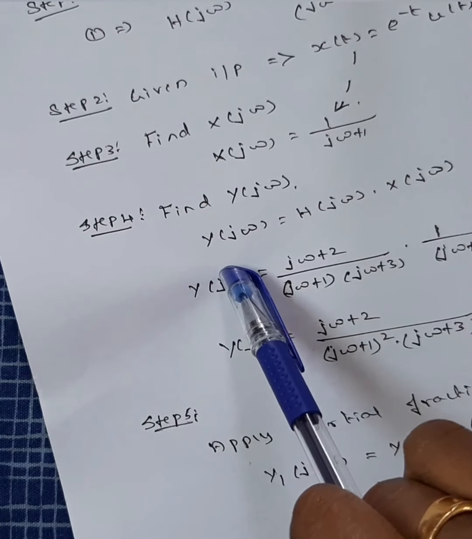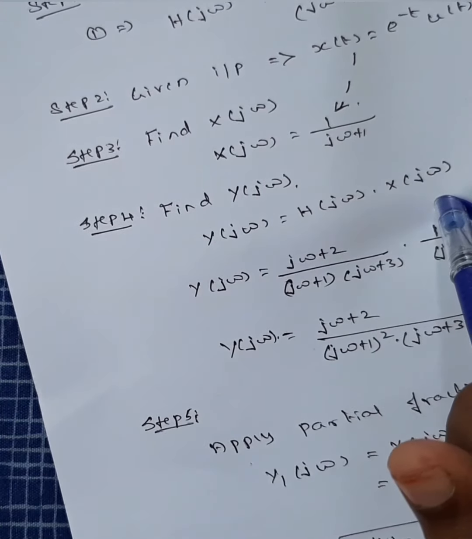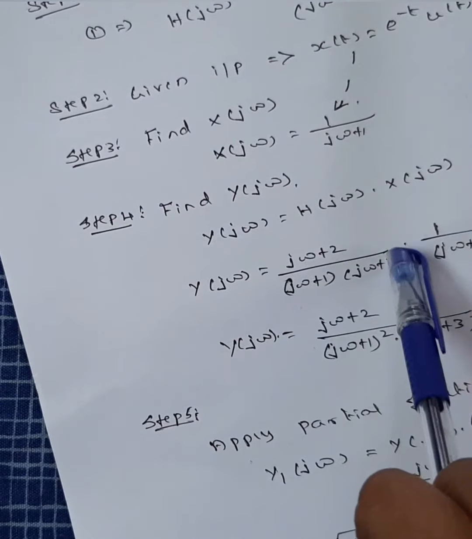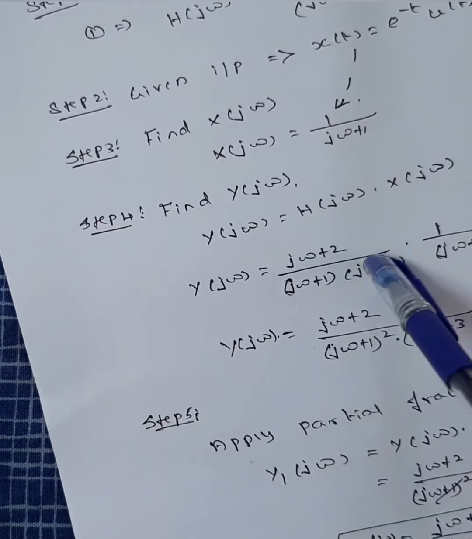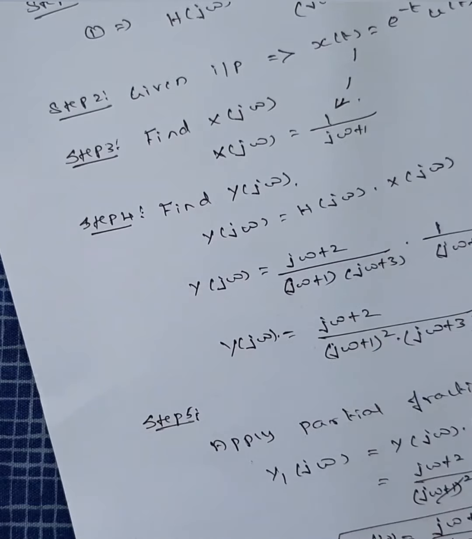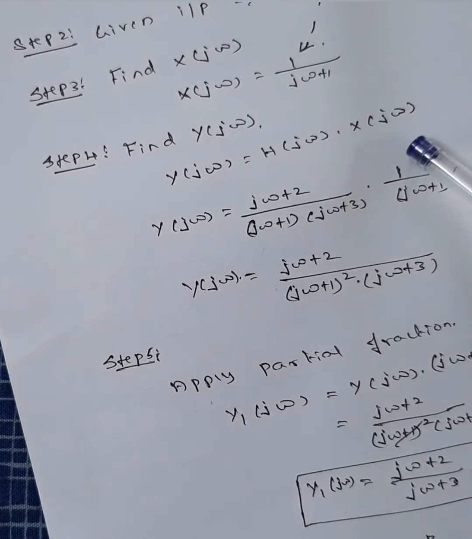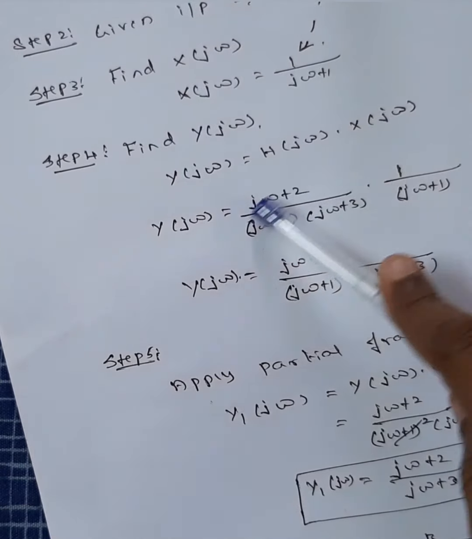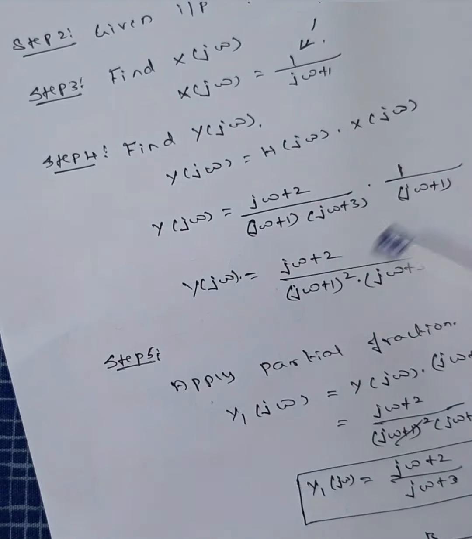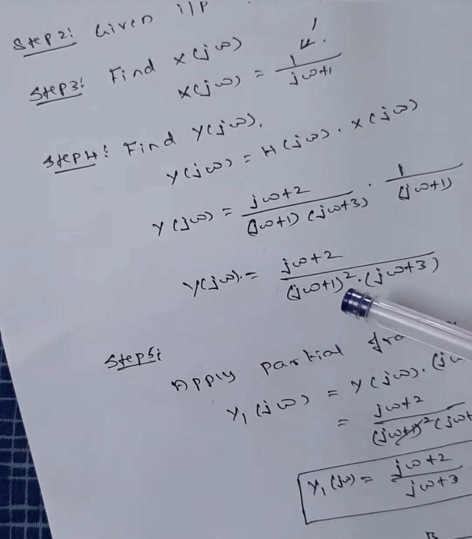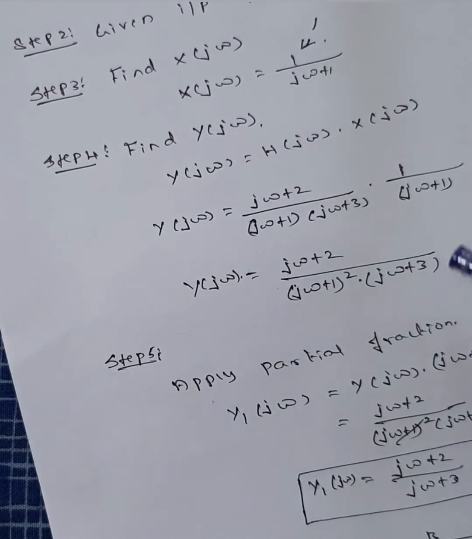So Y(jω) is H(jω) into X(jω). What is H(jω)? The given frequency response is (jω+2) divided by (jω+1)(jω+3), into 1 by (jω+1). So now write that value, and the denominator you get (jω+1) the whole squared into (jω+3). Now if you apply the partial fraction, what did you get?